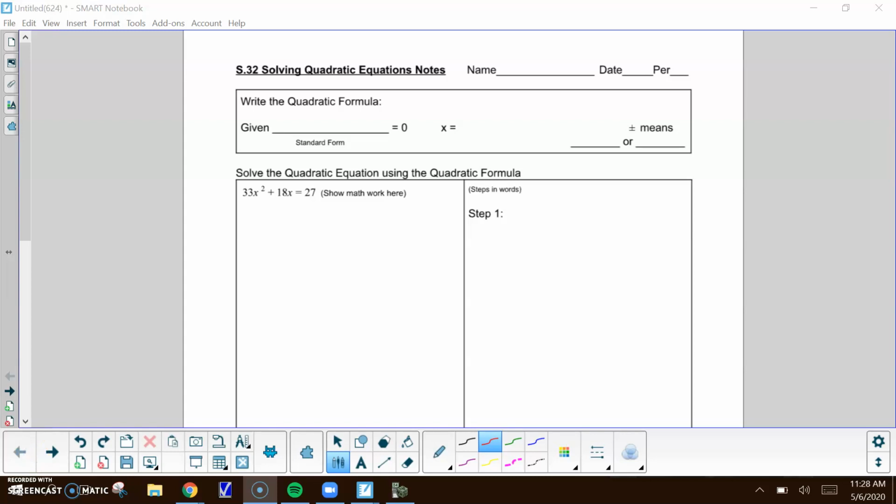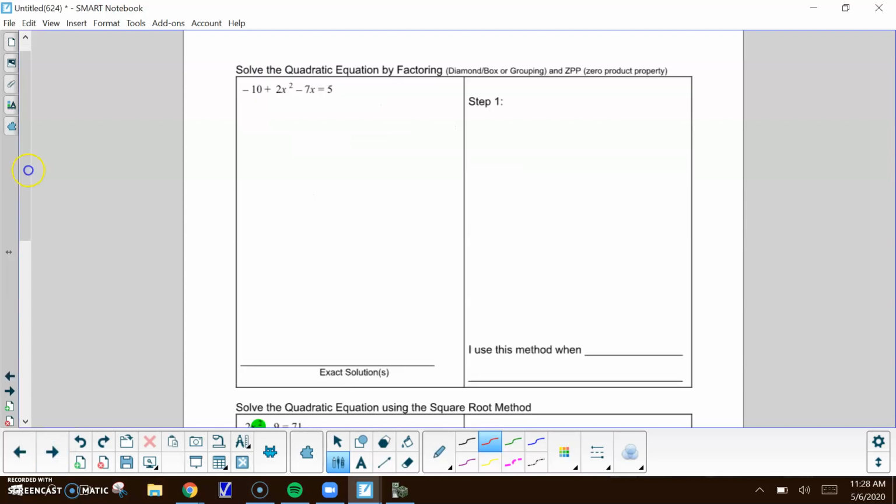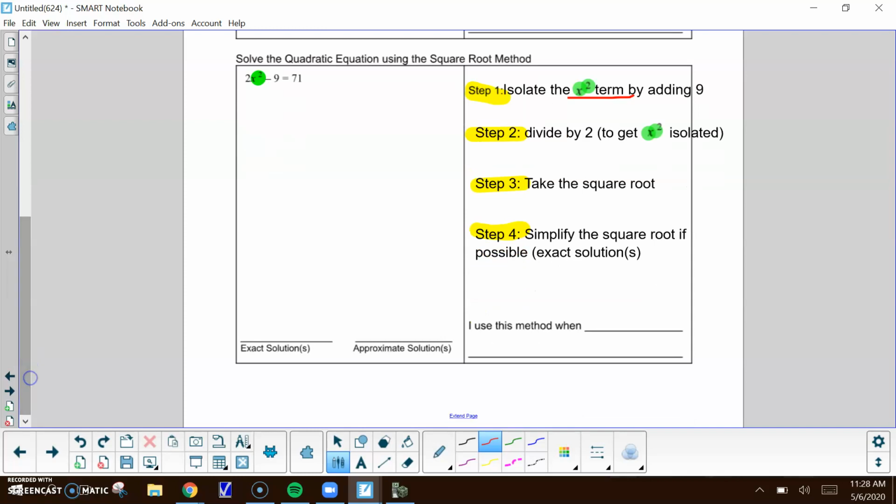Hi everyone, I'm going to go over the S32 notes. We've done the first page, so if you've done it, please get it out. If not, just write the example on a separate piece of paper. So here's the first page, and here is the second. So we're going to come all the way down here.